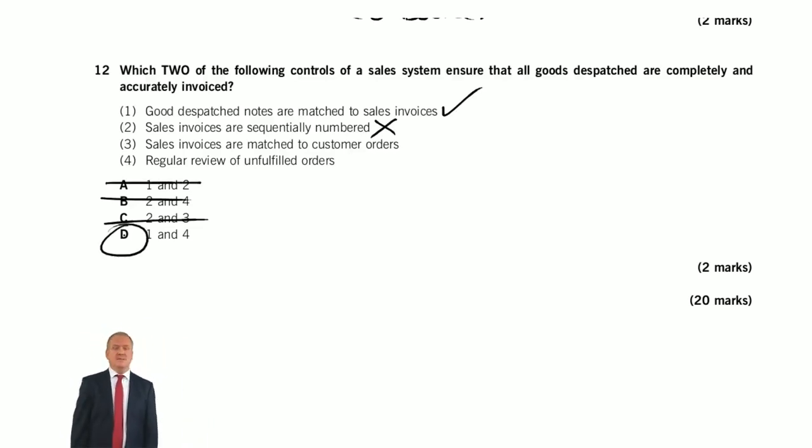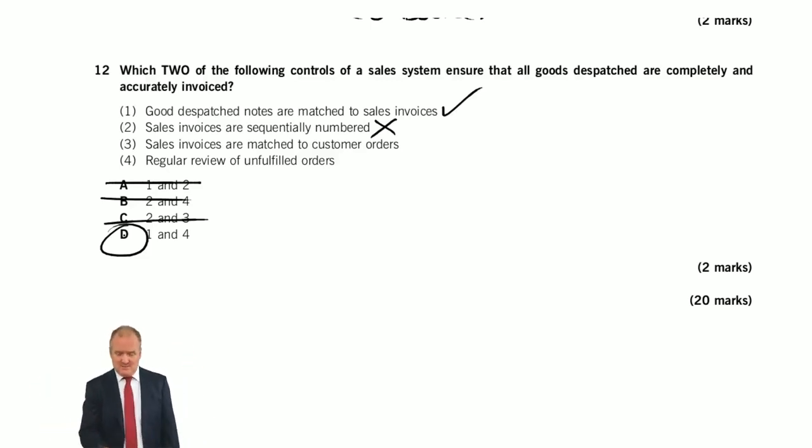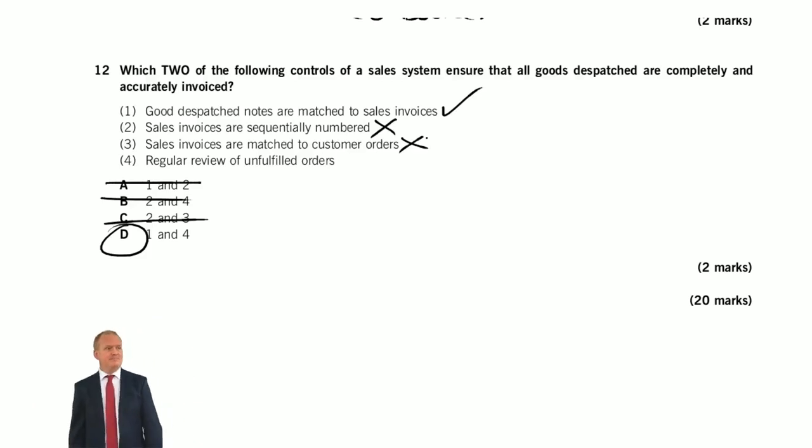So the answer is D. Definitely. I'll look at the other 2 just for safety. Sales invoices are matched to customer orders. Well, that helps prove that you are invoicing at the right prices, but it doesn't tell you that those goods have actually been received by the customer, that they've been sent. There's no link to dispatches, so it can't be number 3. Number 4 has got to be correct.